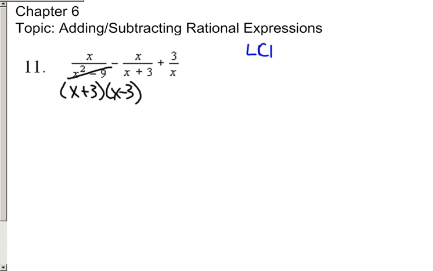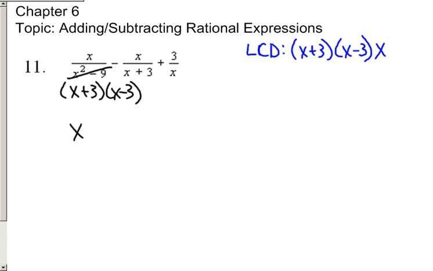Least common denominator. For the first rational expression, I have an x plus 3 and an x minus 3. The second rational expression has an x plus 3, but I already have one. The third rational expression has an x as a denominator, so I need to include that as well. Now I'm going to give all of the rational expressions the common denominator by multiplying the numerator and denominator by all of the missing factors of the least common denominator.